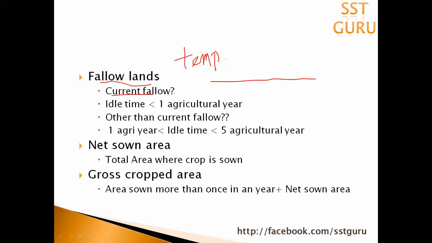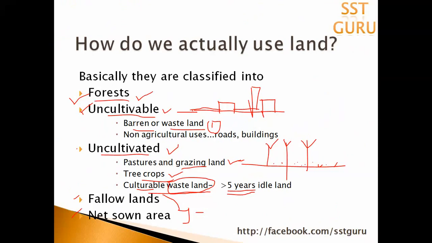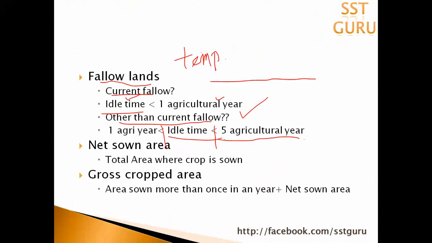So what is a current fallow? A current fallow is the one in which the idle time, the time in which you have not put your crop there, is less than 1 agricultural year. Okay, so if you have left it idle for less than 1 agricultural year, then it is known as a current fallow. And other than current fallow is the one in which the idle time is greater than 1 agricultural year and less than 5 agricultural years. So as simple as that. Less than 1 agricultural year, it is known as current fallow. 1 to 5, it is known as other than current fallow, and greater than 5 agricultural years, it is known as culturable wasteland. So just these 2 numbers, 1, 5 and more than 5.